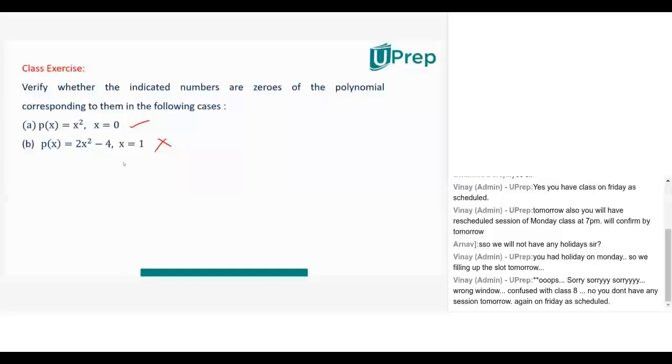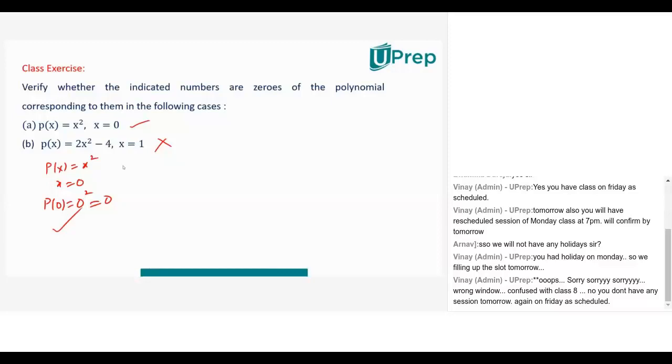When I substitute x equal to 0 in the first case, that is when my p of x is x square, x equal to 0. That means p of 0 is 0 square, which is 0. Therefore, x equal to 0 is a 0. Correct. What happens to the second case?